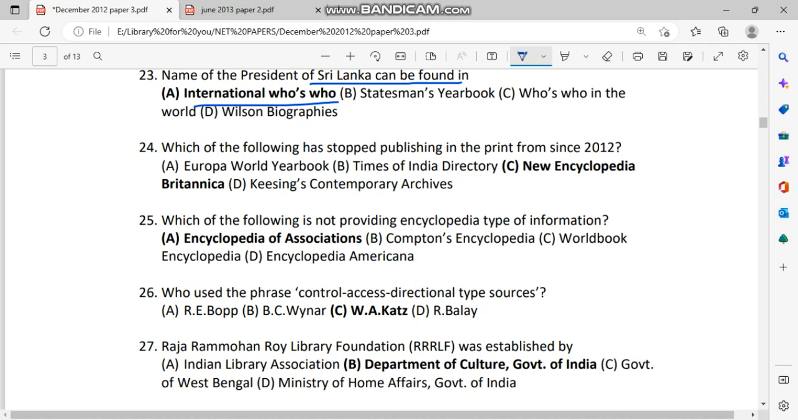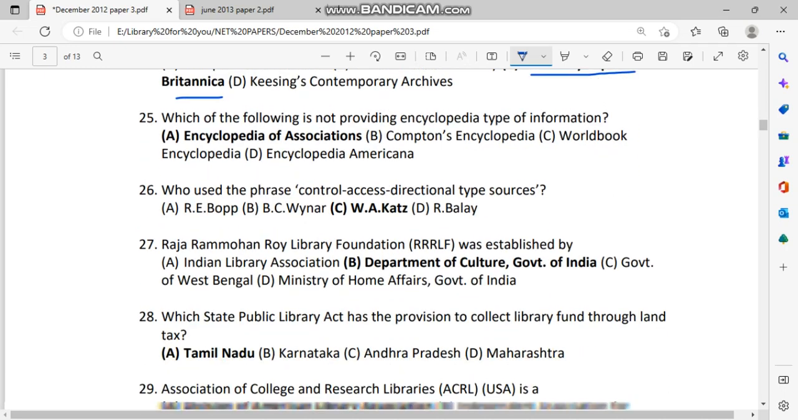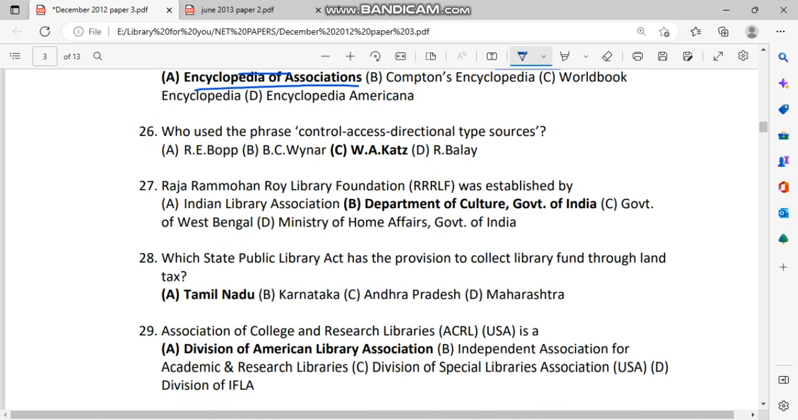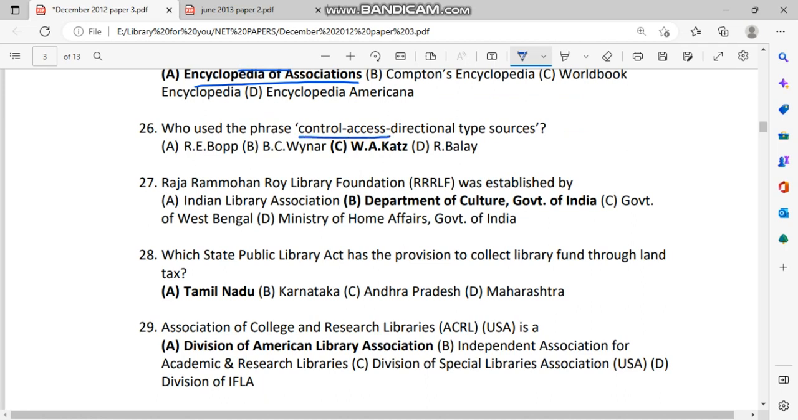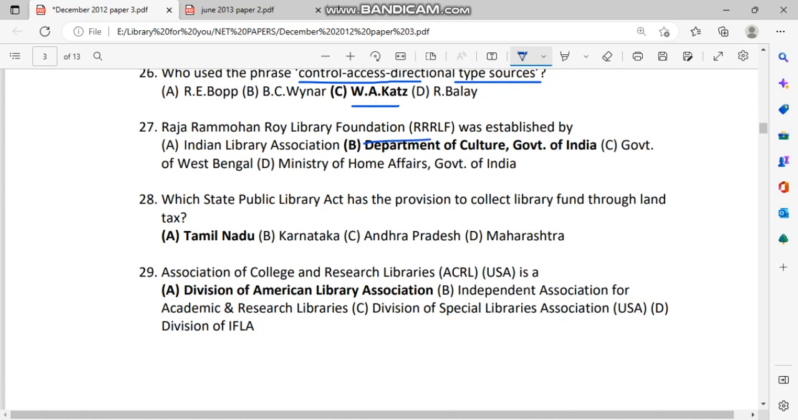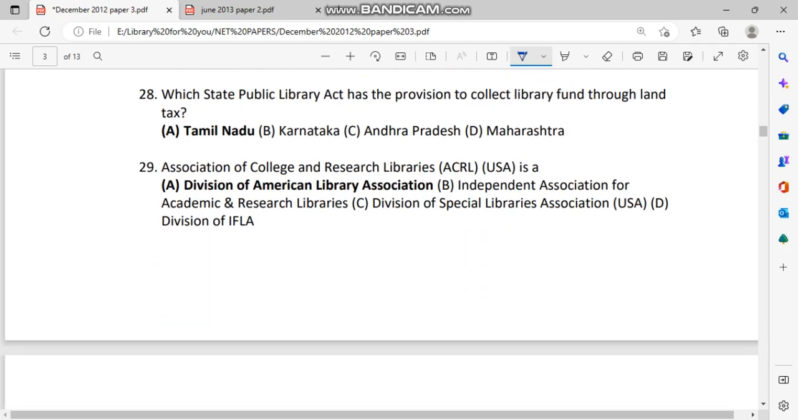Which of the following has stopped publishing in print form since 2012, that is, the New Encyclopaedia Britannica? Which of the following is not providing encyclopedia type of information, that is, Encyclopedia of Associations? Who used the phrase controlled access directional type sources? WA Cats. Raja Ram Mohan Roy Library Foundation was established by the Department of Culture, Government of India.